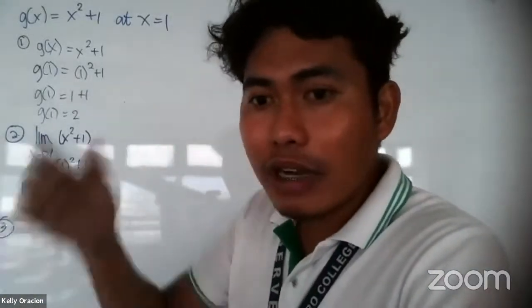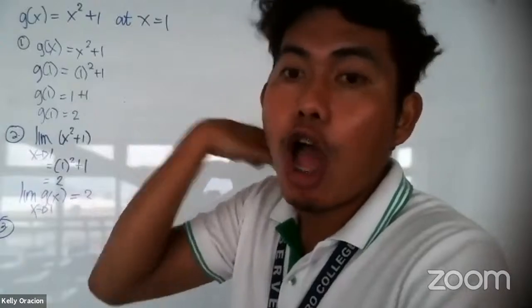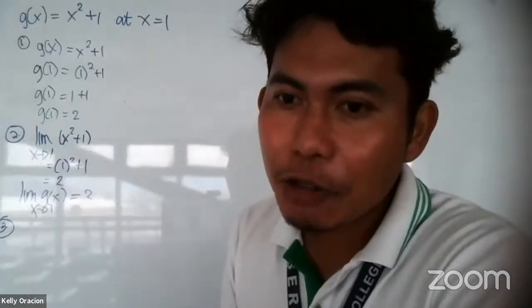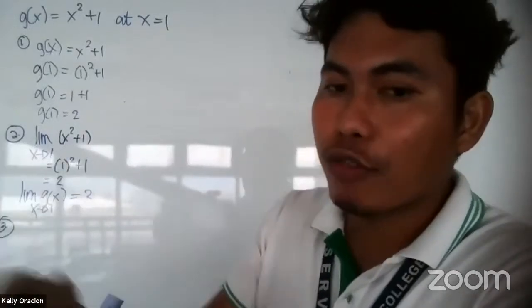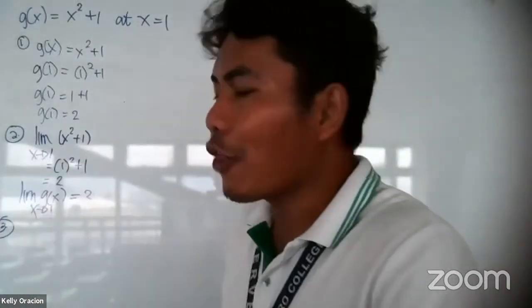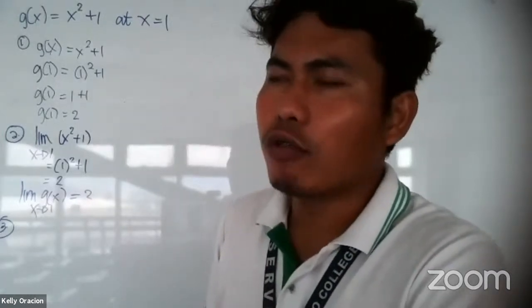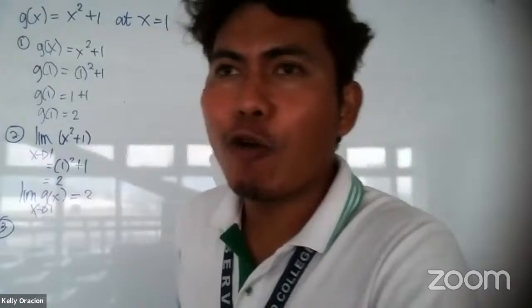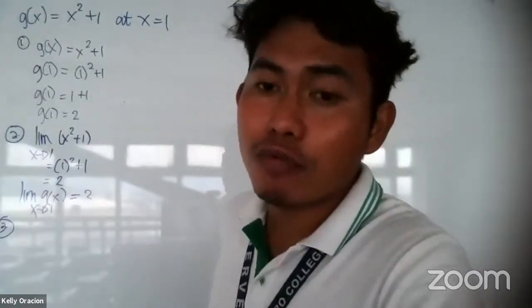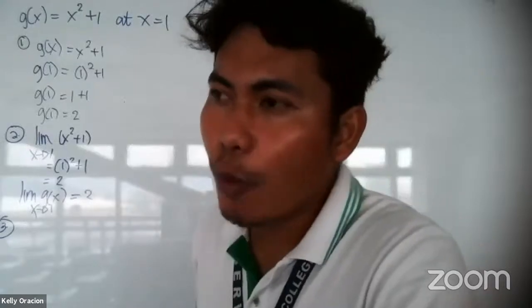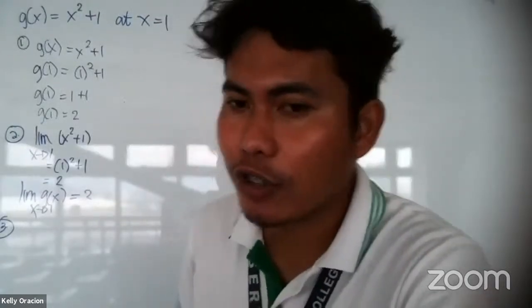If the limit exists in the second condition, proceed to the third condition. The third condition is where you are going to compare the values of the first condition and the second condition.